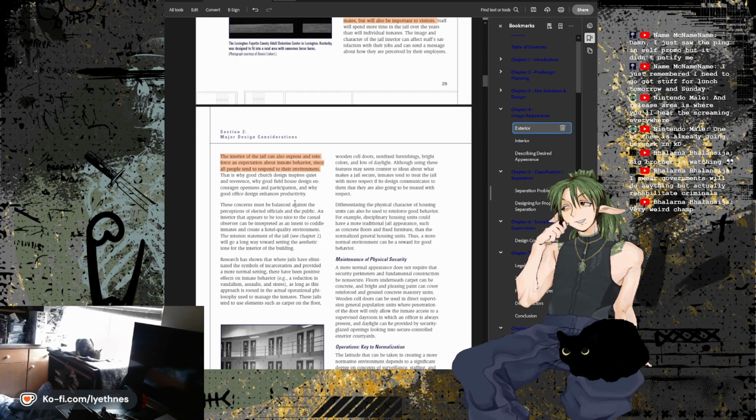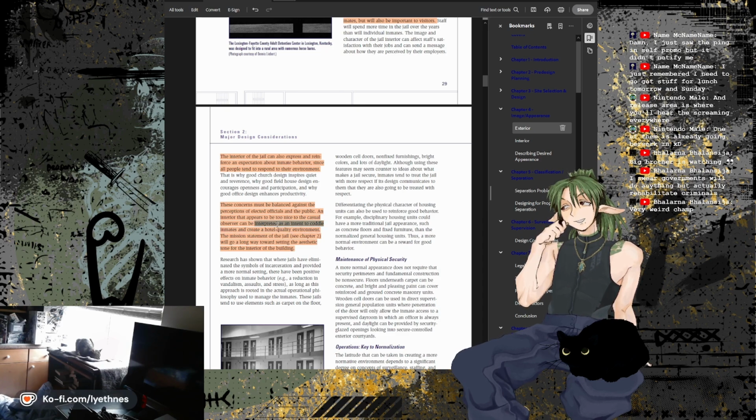These concerns must be balanced against the perception of elected officials and the public. Let me just highlight that. An interior that appears to be too nice to the casual observer can be interpreted as an intent to coddle inmates and create a hotel quality environment.